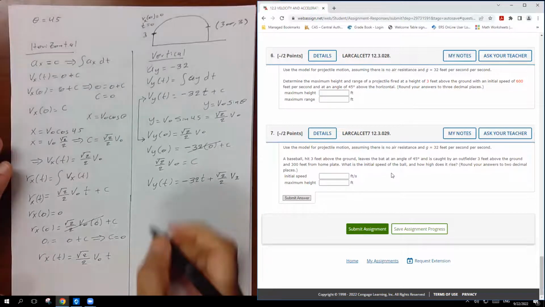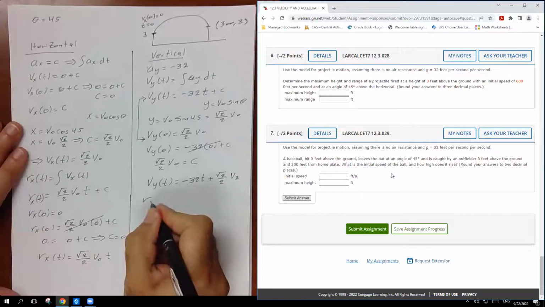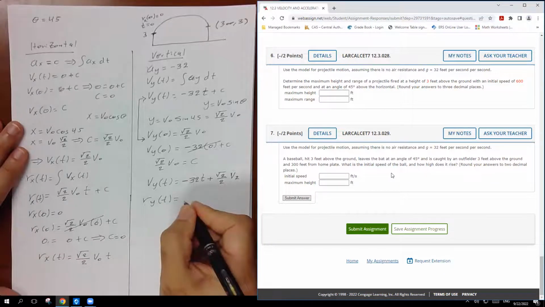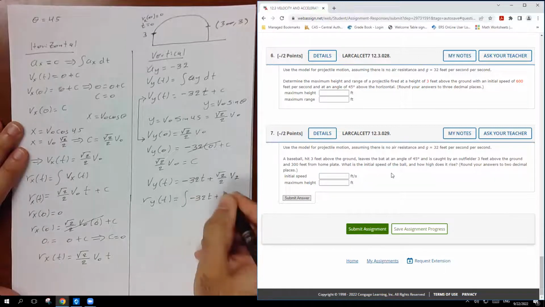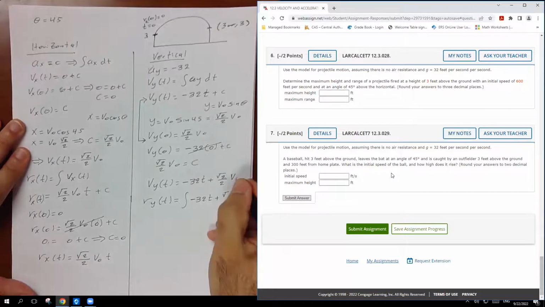To find the position vector r sub y of t, it is going to be the integral of negative 32t plus square root of 2 divided by 2 v naught, with respect to dt. This is not v2, this is v naught.